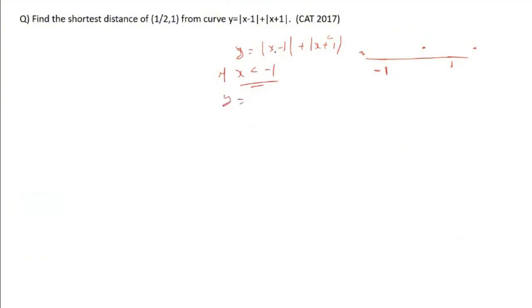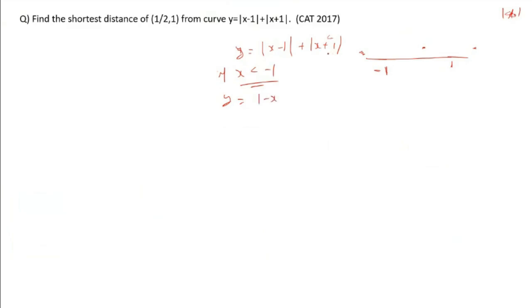If x is less than -1, this quantity of x minus 1 will become 1 minus x. No need to get confused. Let's take any value, say -3. -3 minus 1 is -4, which is a negative number, and whenever we get a negative, we reverse it. Mod t is t when t is positive, and mod t is minus t when t is negative. So we take the negative of this, which is 1 minus x.